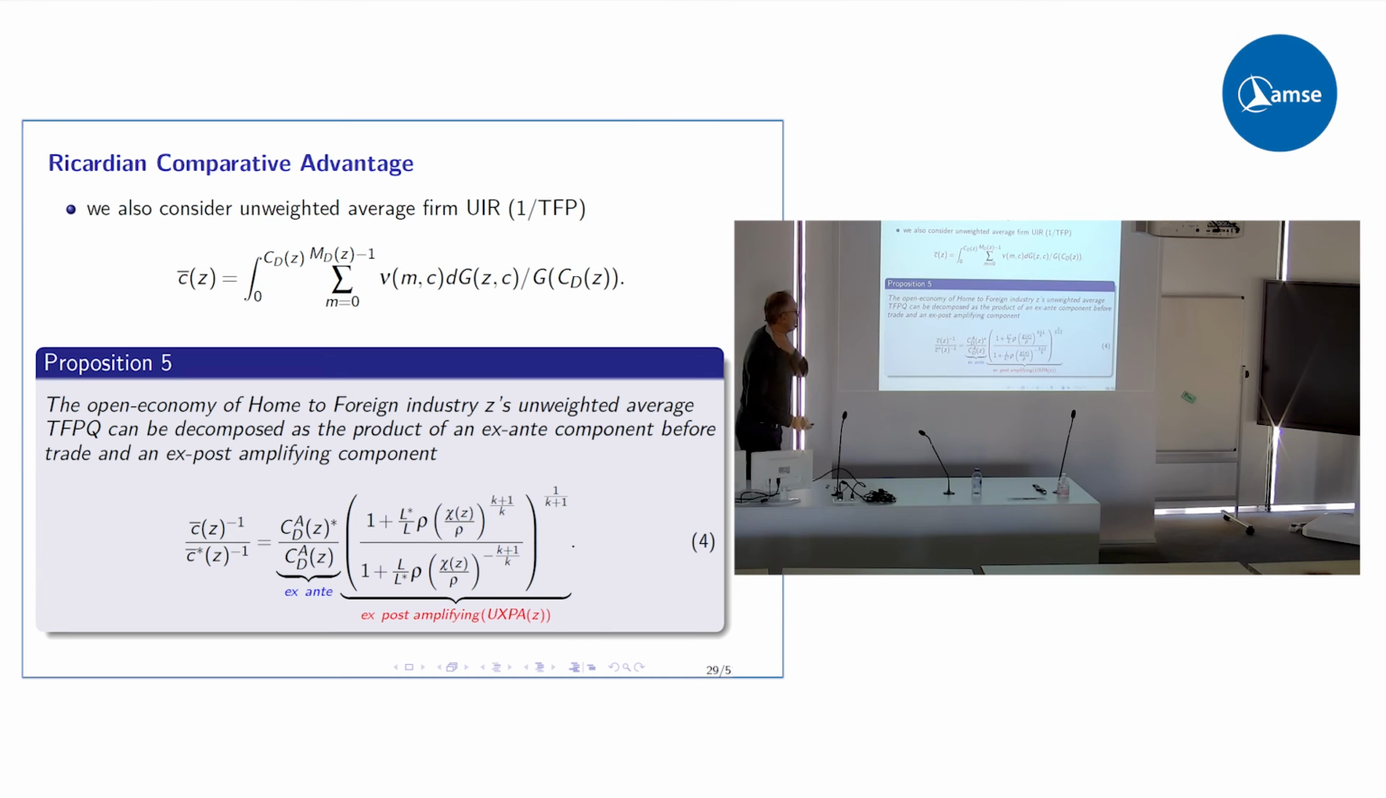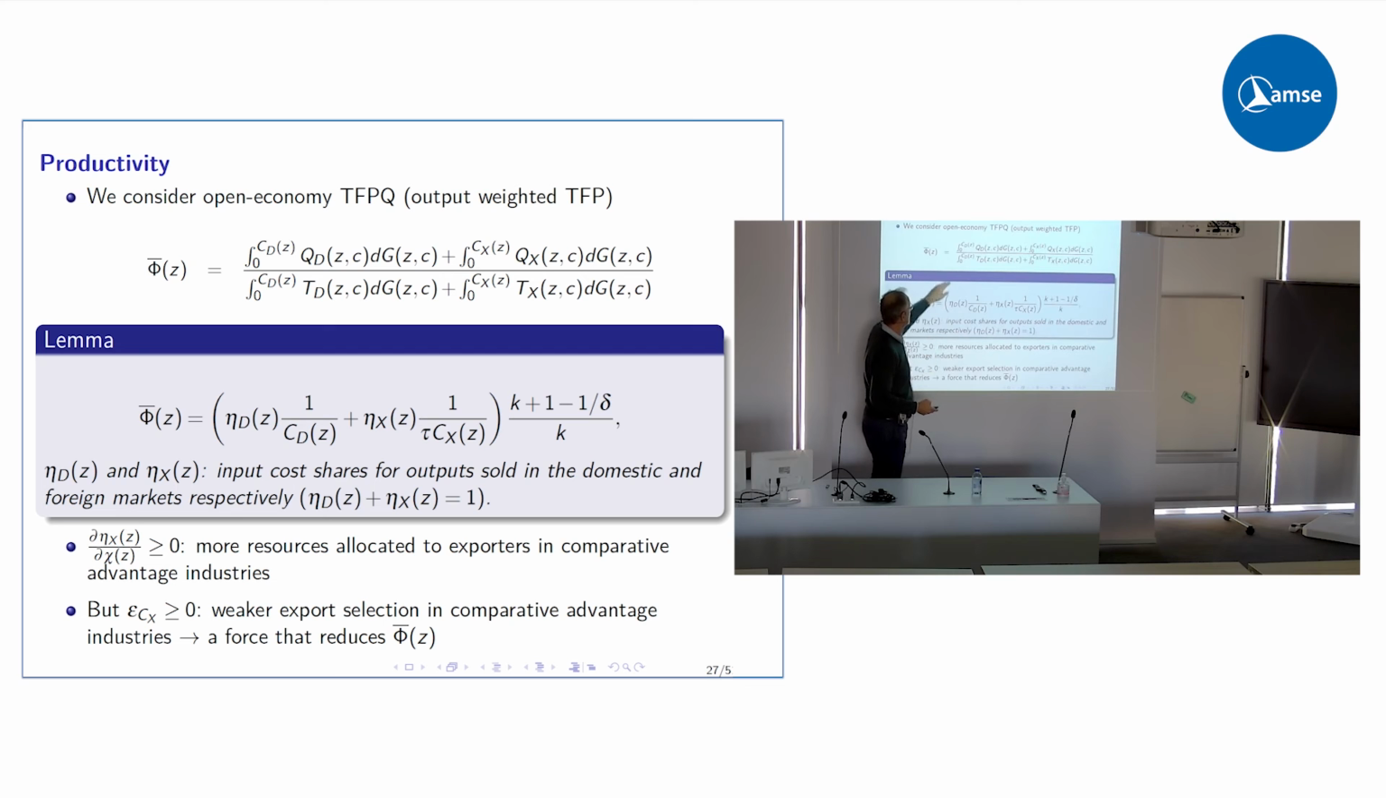You can also consider an unweighted measure. What is the weighted measure? The weighted measure tells you that if you want to compute the average productivity of an industry, you have to consider the share of firms that are very productive with respect to those that are not. Why? Because those that are very productive are also bigger, so you need to weight them more.